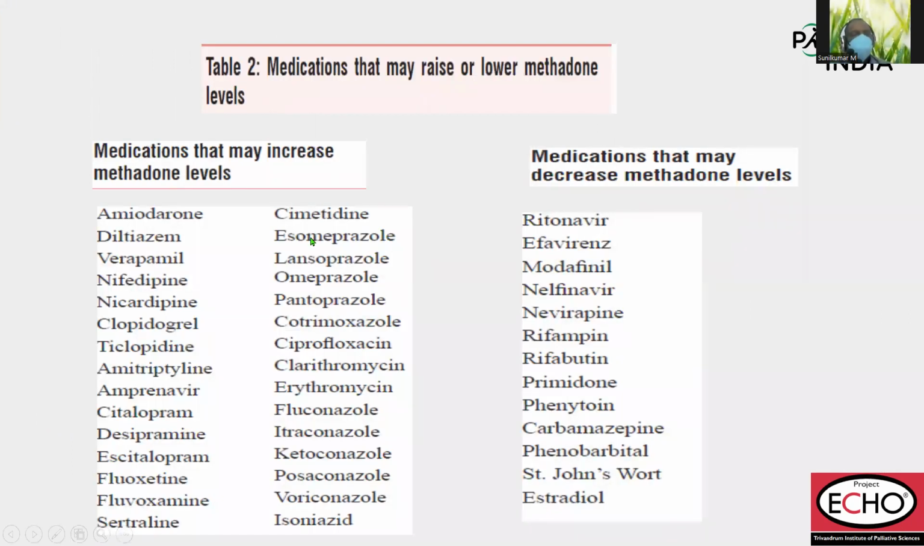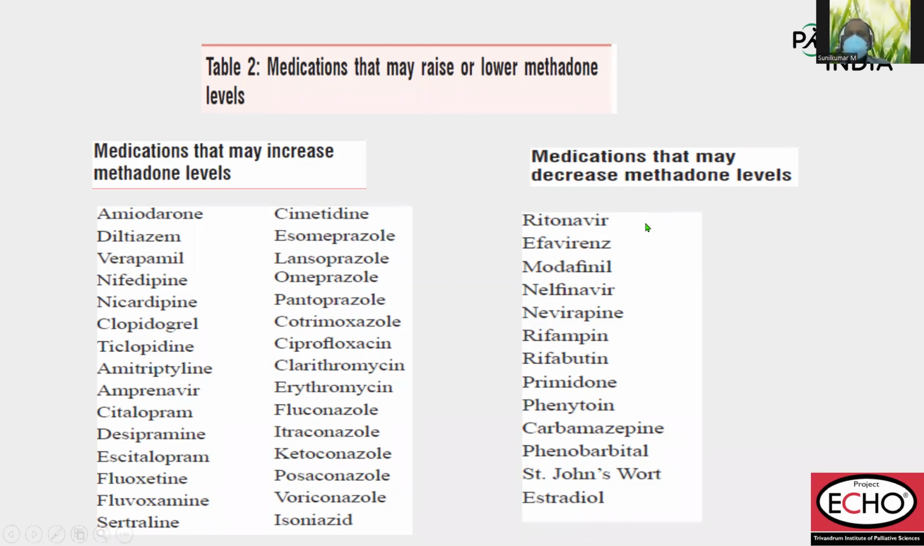So you can see there are many medications which can increase the methadone levels. Here you can see most of the medications are those which we use in palliative care usually. Amitriptyline, citalopram, escitalopram, other antidepressants, fluoxetine, fluvoxamine, sertraline, then omeprazole, esomeprazole, cotrimoxazole, ciprofloxacin, erythromycin. So all these medications can increase the blood level of methadone.